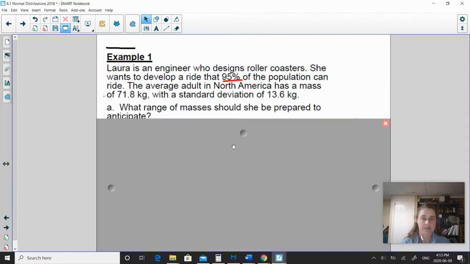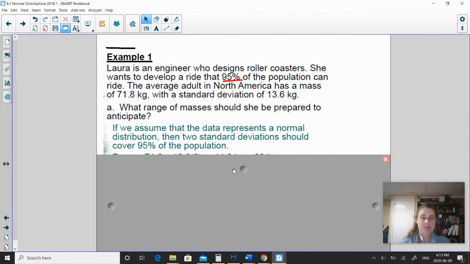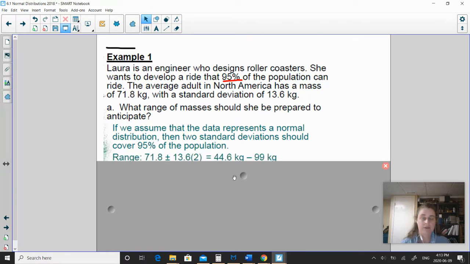Well, if we assume the data is represented normally, then two standard deviations would cover 95% of the population. Our standard deviation was 13.6, and we want to be two standard deviations away from our mean for 95% of our population. So you double 13.6 and go up from your mean to get your upper limit, subtract from your mean to get your lower limit. So you should end up with a range of 44.6 kilos to 99 kilos.